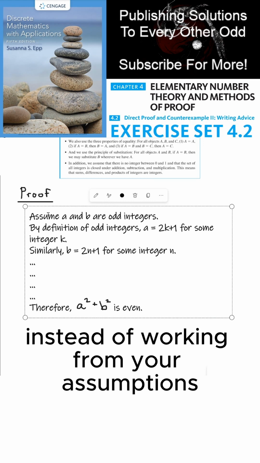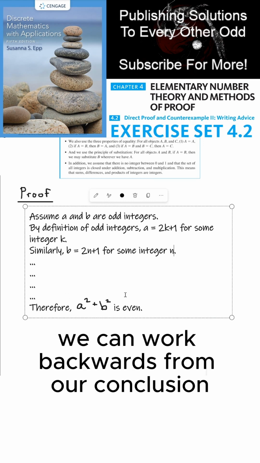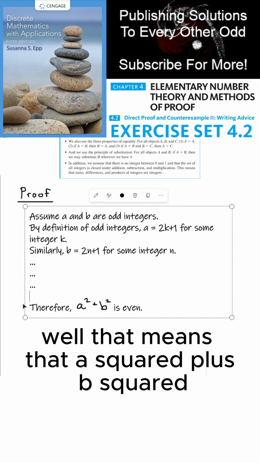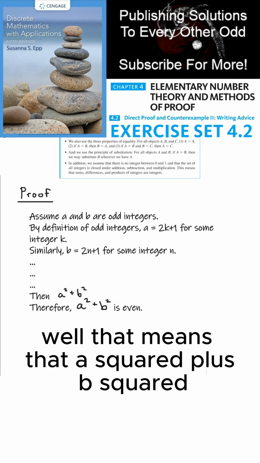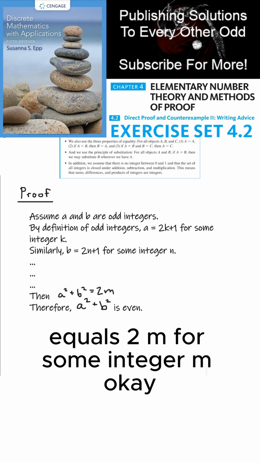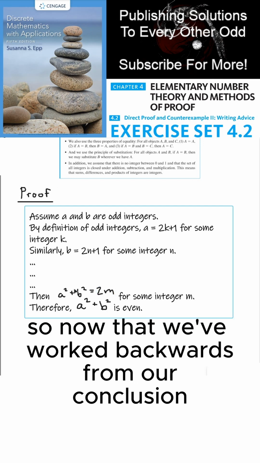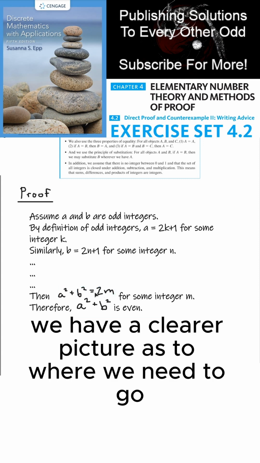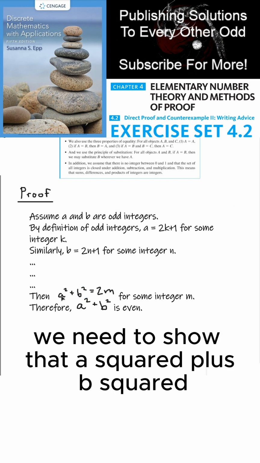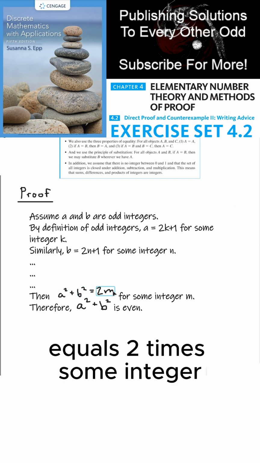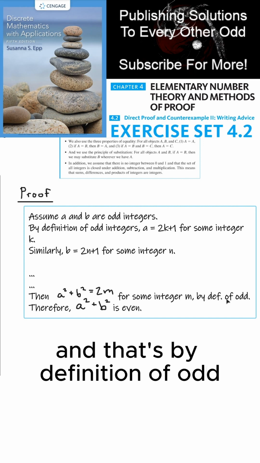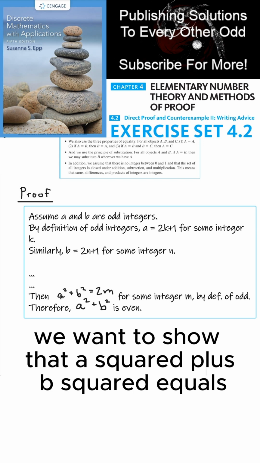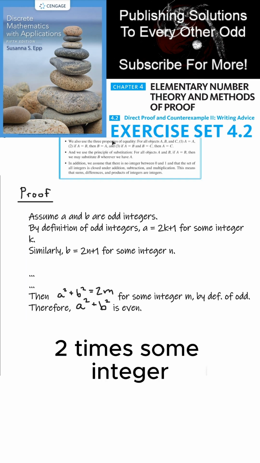Instead of working from our assumptions, we can work backwards from our conclusion. What does it mean that a squared plus b squared is even? Well, that means that a squared plus b squared equals 2m for some integer m. Okay, so now that we've worked backwards from our conclusion, we have a clearer picture as to where we need to go. We need to show that a squared plus b squared equals 2 times some integer, and that's by definition of even. Okay, so now we have to somehow bridge the gap here. We want to show that a squared plus b squared equals 2 times some integer.